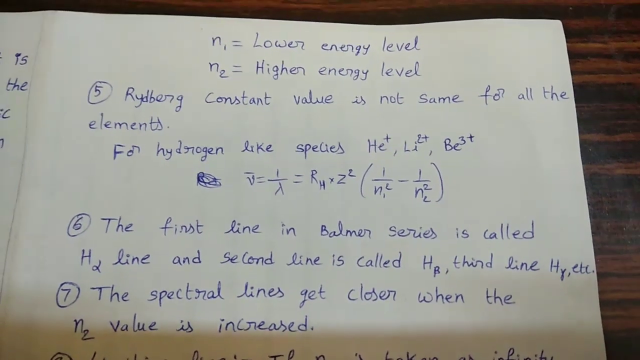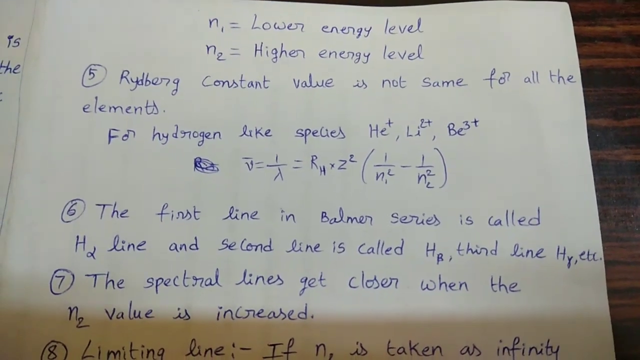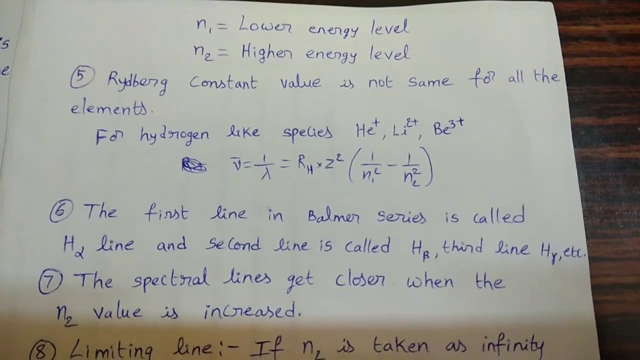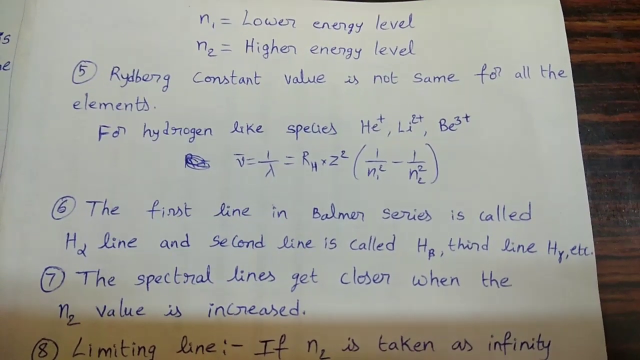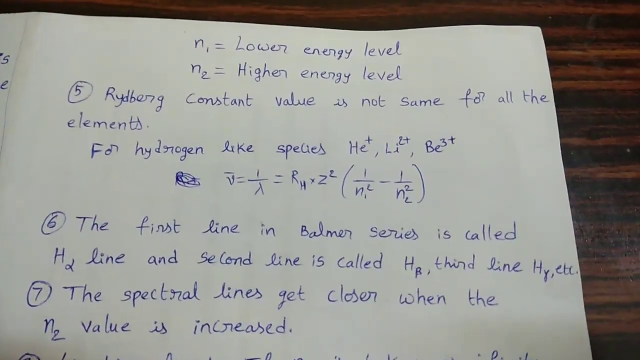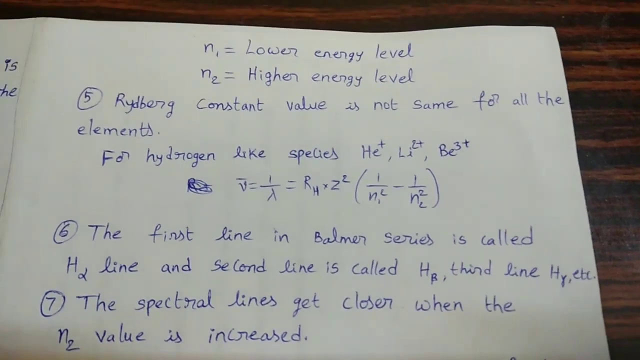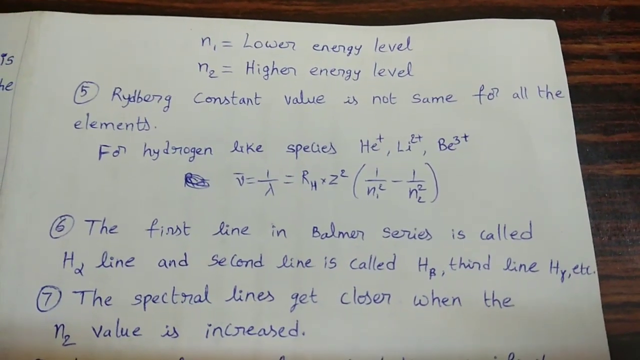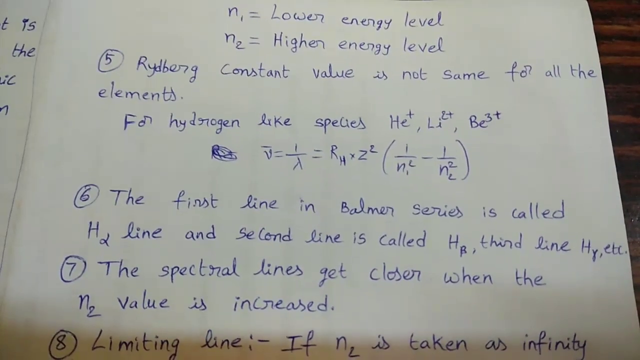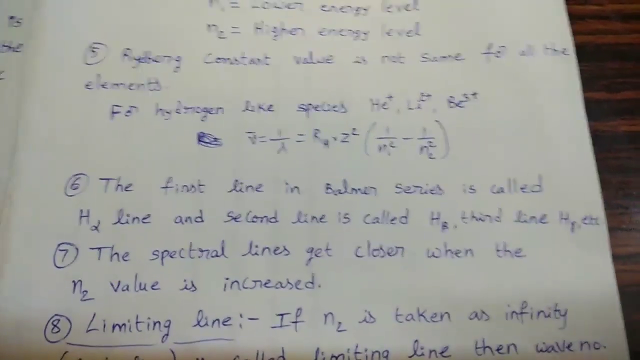In that, suppose electron jumps from third orbit to second orbit, that is H alpha, fourth to second H beta, fifth to second H gamma. Like this, we give special symbols. So H delta line in Balmer series means N1 equal to 2, N2 equal to 6. Next, the spectral lines get closer when the N2 value is increased.